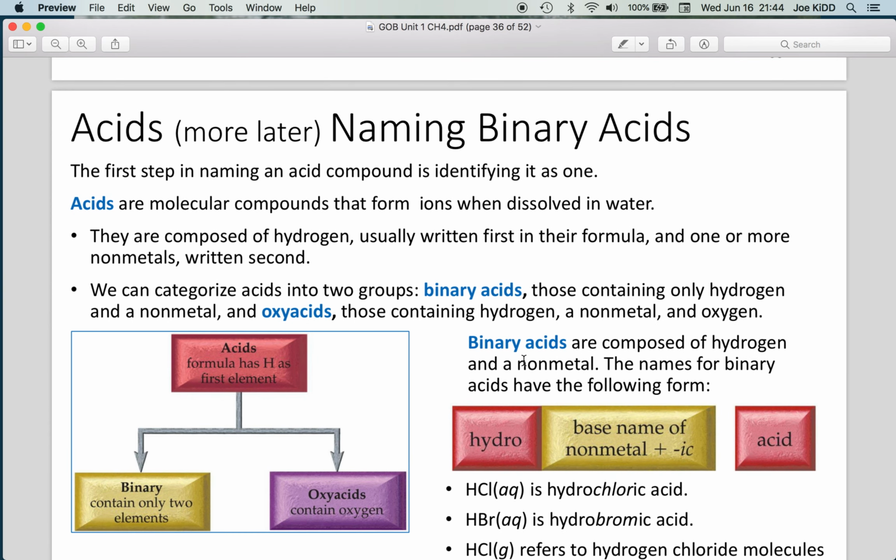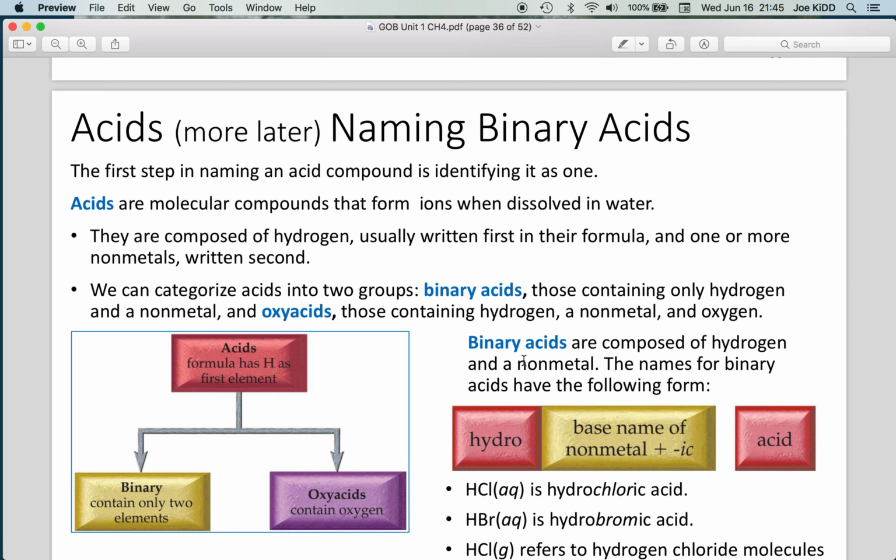One of the last things we're going to talk about in this chapter is naming acids. We're going to have a whole chapter dedicated simply to the behaviors of acids and bases, but we're going to talk about naming them right now because they fall under covalent compounds, and it'll be good for us to know how to name them now. That way when we actually start talking about how to use them, we know which ones we're talking about.